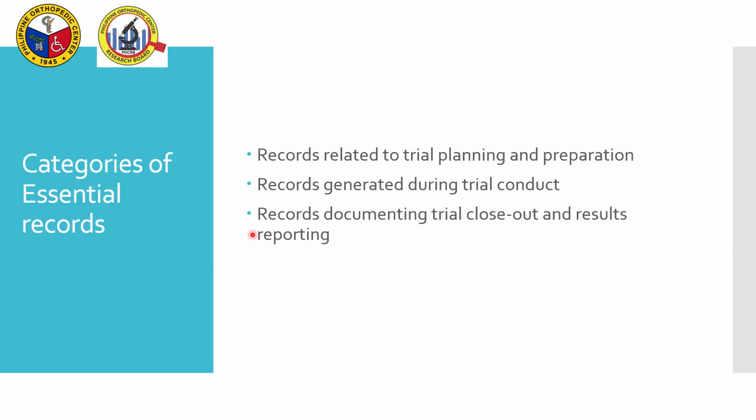The second category covers records generated during trial conduct. As the study progresses, we must document every action taken. This includes informed consent forms from participants, source documents like medical records, and reports of any adverse events. These files serve as the living history of the trial and demonstrate the protocol is being followed strictly in real time.